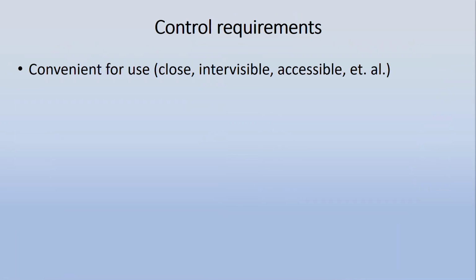Control requirements. They have to be convenient for use, so meaning they have to be close to the job site so that they're practical to use. You don't want to be shooting a total station, honestly, more than probably 300 or 400 feet, especially if you're going to use trigonometric leveling to get elevations on those points.